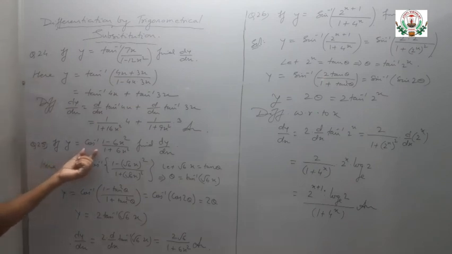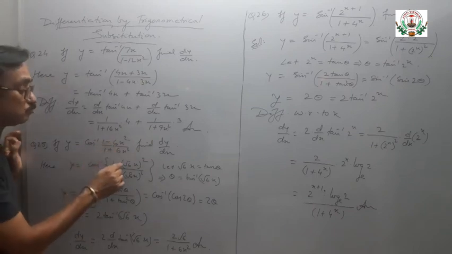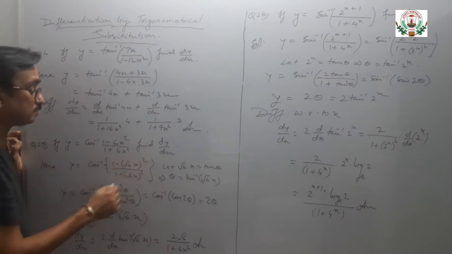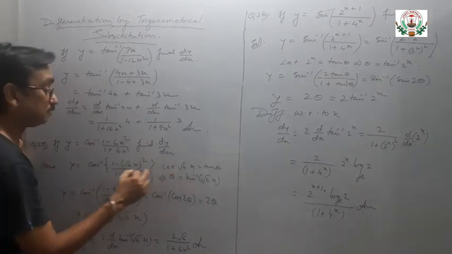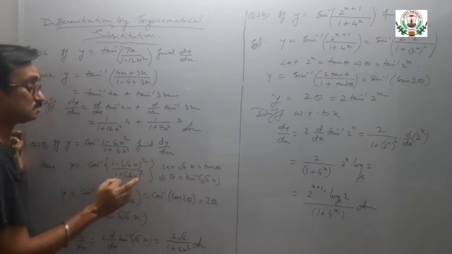If y equals cos inverse of (1 minus 6x square) upon (1 plus 6x square), find dy by dx. Now again it is in the form of 1 minus tan square theta upon 1 plus tan square theta. So the square root of 6 is root 6 and x. So root 6x the whole square, we can take it as 1 minus (root 6x) the whole square upon 1 plus (root 6x) the whole square.